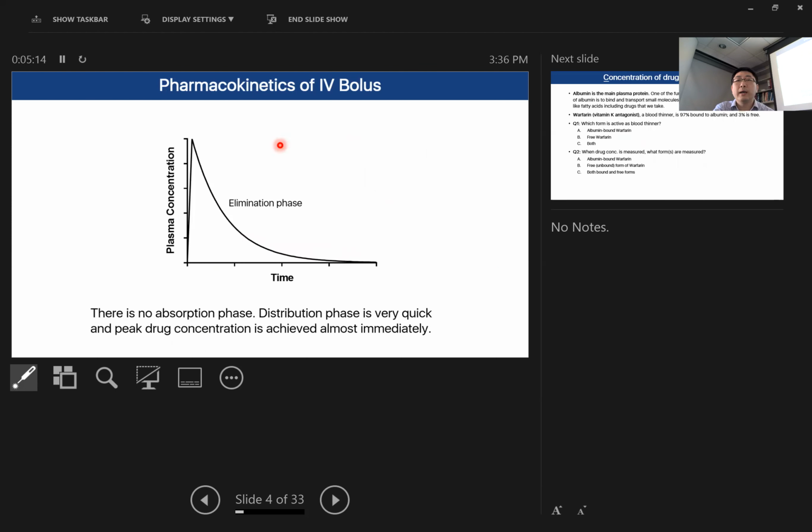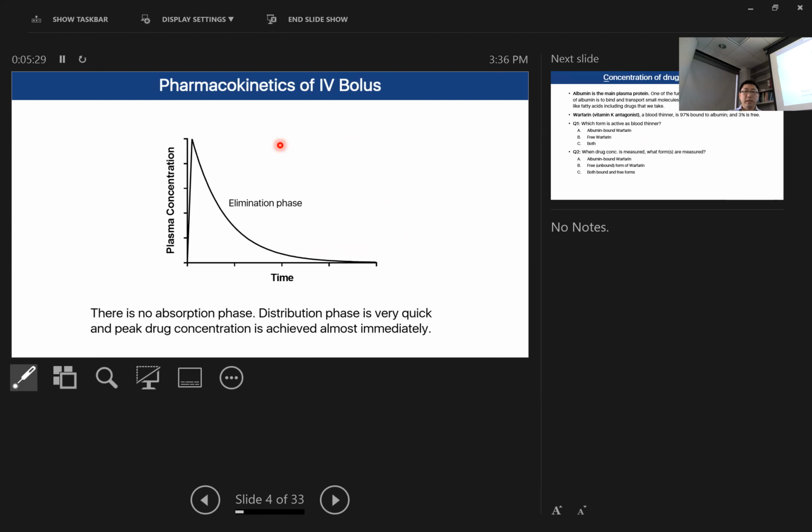For the IV drug, IV bolus means like what Chen has been doing every day, right? You inject the compound into the blood in a very short amount of time. So that's called IV bolus.